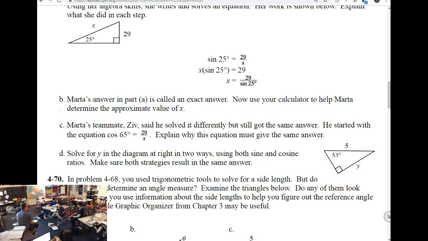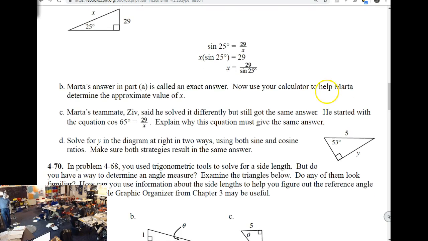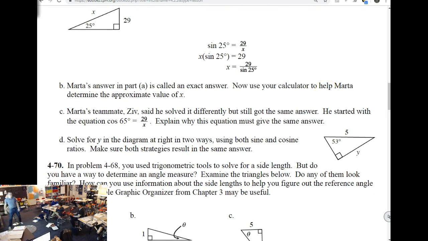The means are like the middle values in your ratio. So if you have... no, that's stretching too far. Never mind. So Ziv, Marta's teammate, solves it this way: cosine of 65 equals 29 over x.